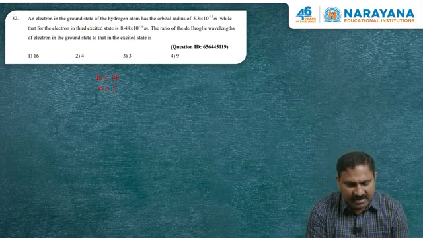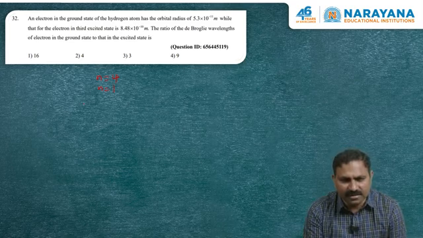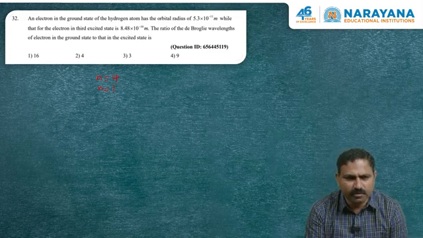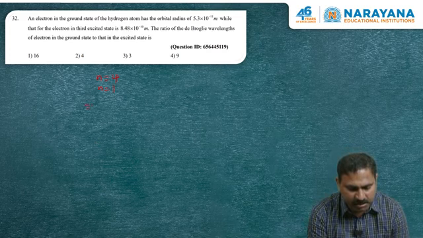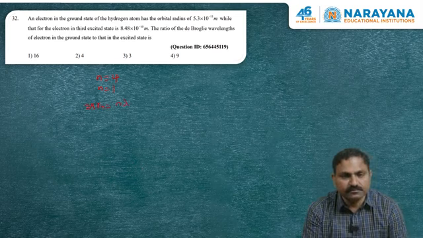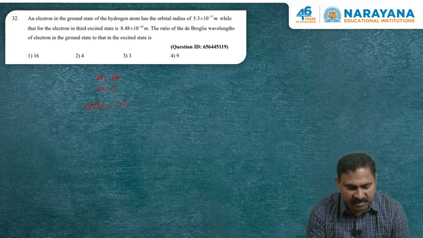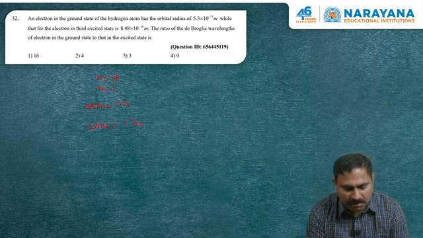So we know that relation between de Broglie wavelength and total length of the path followed by the electron in a particular state as 2 pi r n equal to n lambda. So in this case for ground state 2 pi r naught equal to 1 lambda naught.